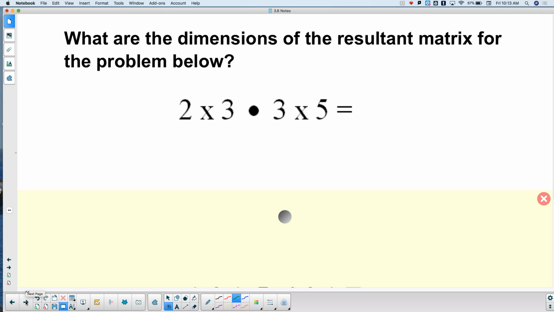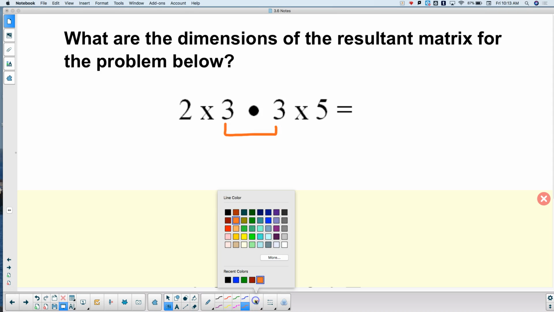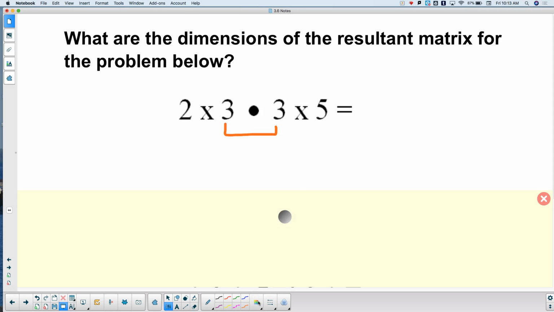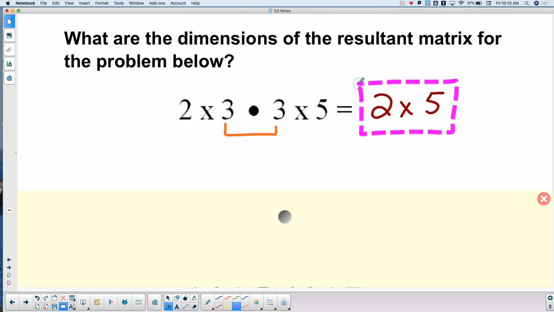What are the dimensions of the resulting matrix? So, first thing I look at, are these two numbers the same? Yes or no? Yes, they are the same. So then the outer two numbers give me the resulting dimensions. So the resulting dimension here is a 2 by 5 matrix. Everybody good on that?